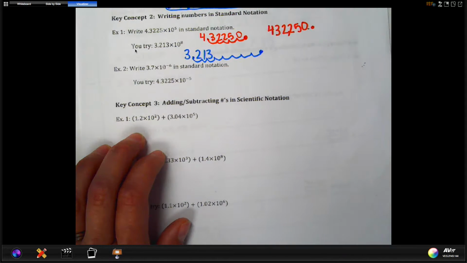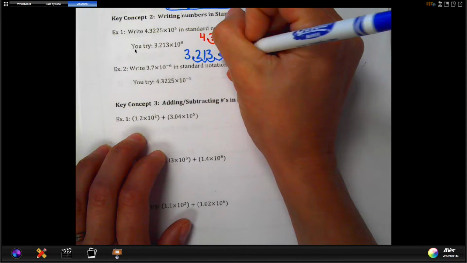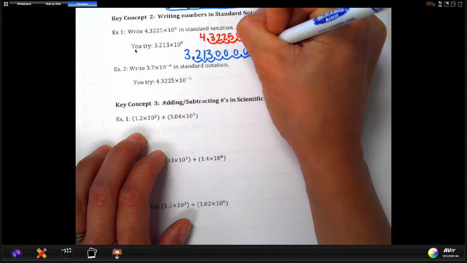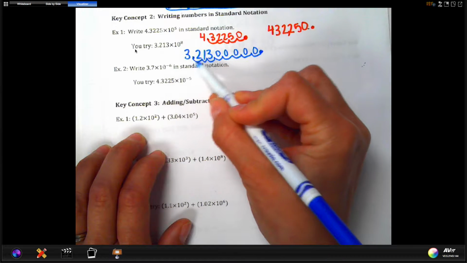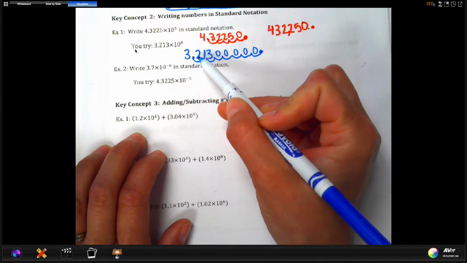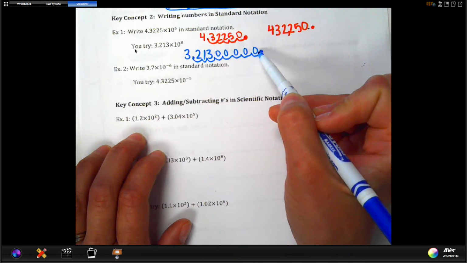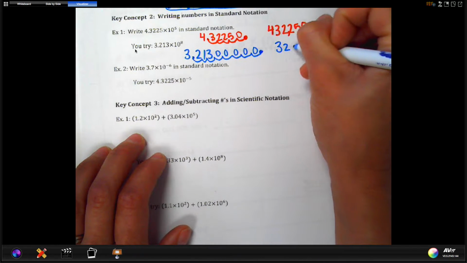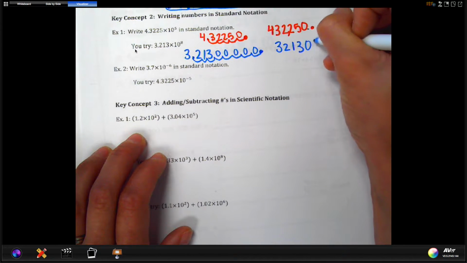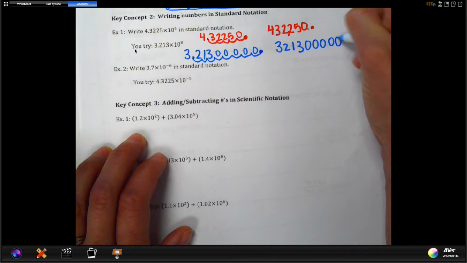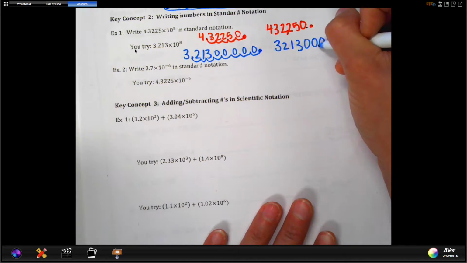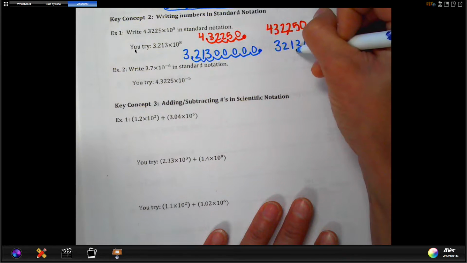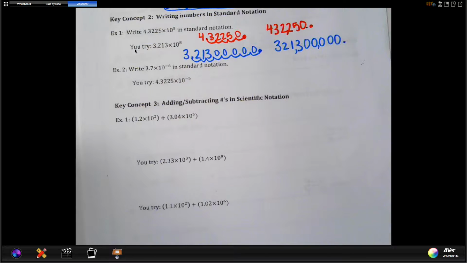Now notice that it's not 8 zeros that we're filling in. It's 1, 2, 3, 4, 5 zeros, because 3 of those spaces are taken up by the 2, 1, and the 3. So that's only 5 zeros, not 8 zeros. Our final answer is 3, 2, 1, 3, and then we have 5 zeros after that, and then our decimal point is at the end. If you want to really know what that number is, put the commas in, and you get 321,300,000. We want a large number because it's a positive exponent.